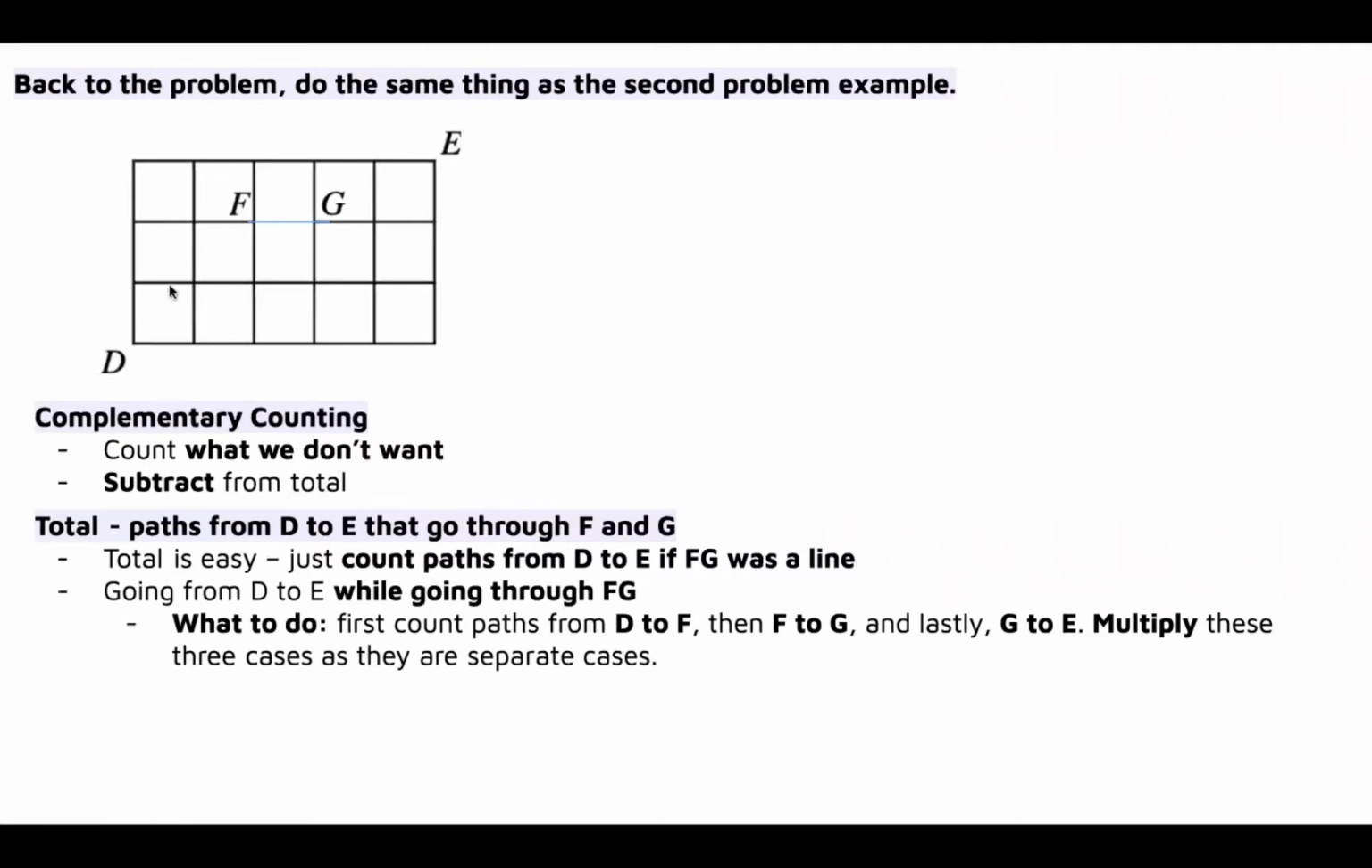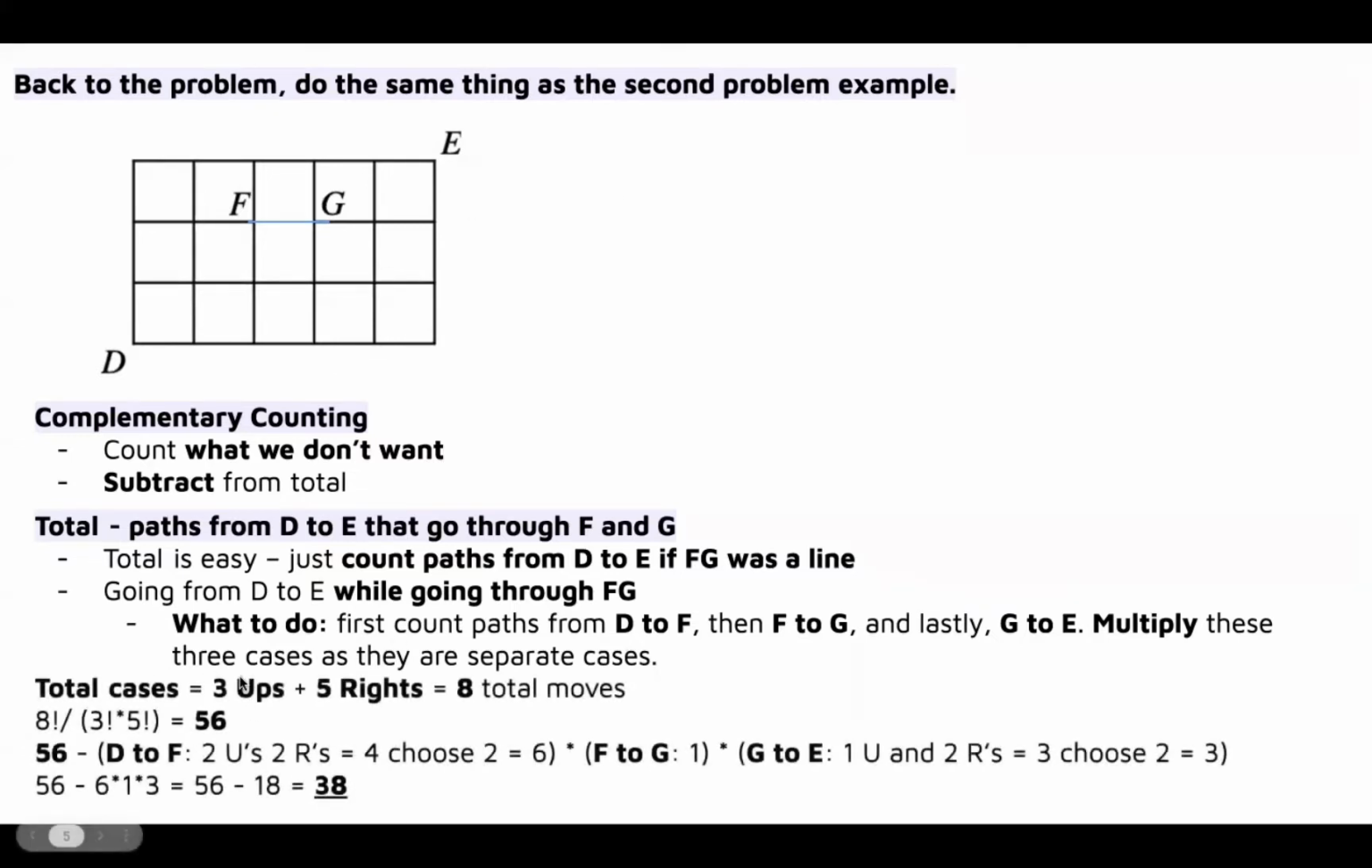So go from D to E, D to F actually, and then F to G, and lastly G to E. Because you want to know, it can't go through F and G since there's no line. So there's just one more case than in the last problem. So D to F, F to G, and G to E. Multiply these three cases now, since these are three separate cases.